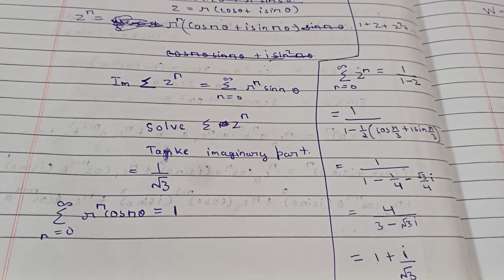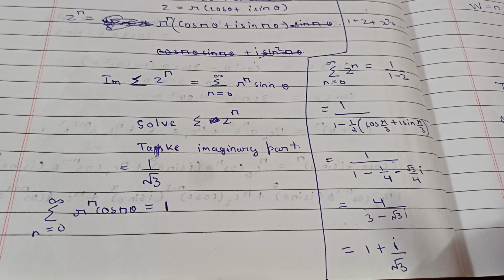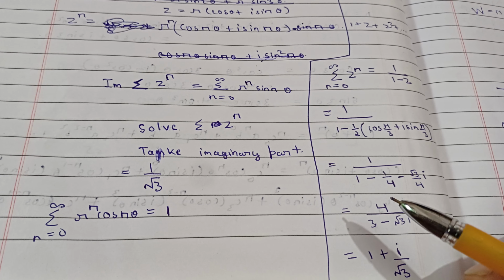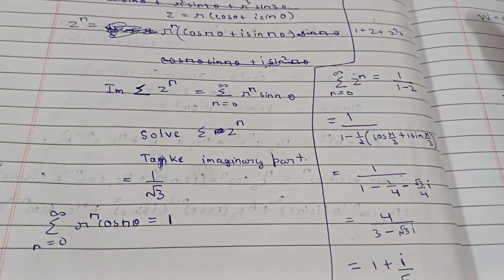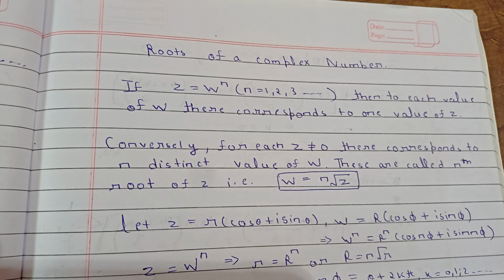So hello everyone, this is lecture 32 for mathematical physics. In the last lecture we did up to here, and we saw the polar form of complex numbers and de Moivre's formula. Now in this lecture we will study the roots of a complex number.